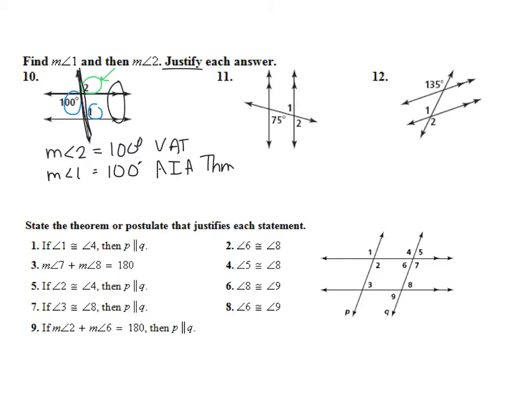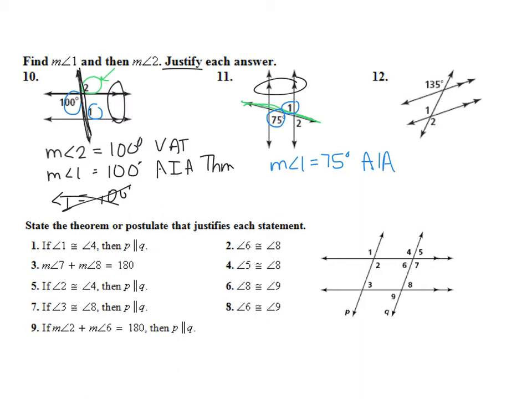Okay, number 11. But I want to make sure I don't put angle 1 equals 100 degrees because we're talking about the measure, so that's not the right notation. Okay, number 11. So I also know that these are parallel right here, and the green line is my transversal. So these two are special angle pairs. I know that the measure of angle 1 equals 75 degrees by alternate interior angles.